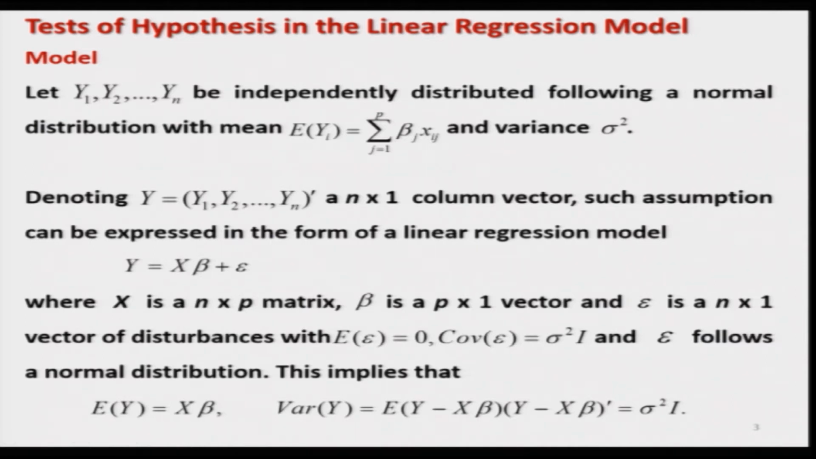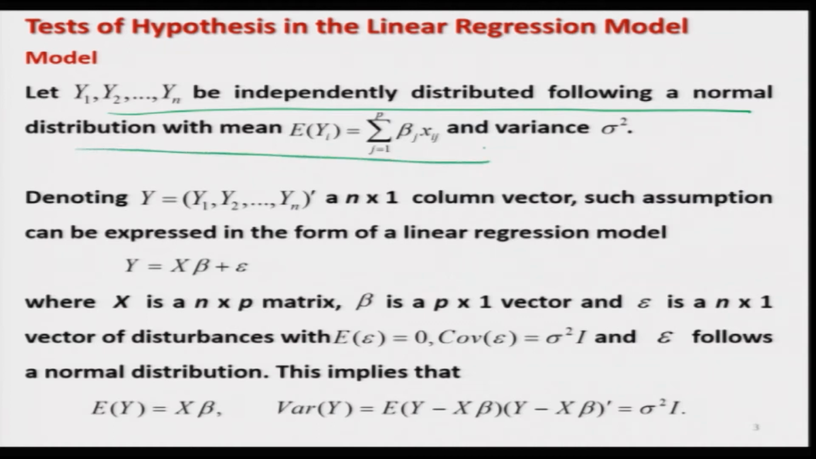So, we are going to consider here the linear model. Just for the sake of a quick review, I will explain once again, so that we are comfortable with the symbols and notation in this lecture. So, let y1, y2, yn be independently distributed random variables following a normal distribution with mean, expected value of yi, equal to the summation over j from 1 to p of beta j x i j, and variance sigma square.